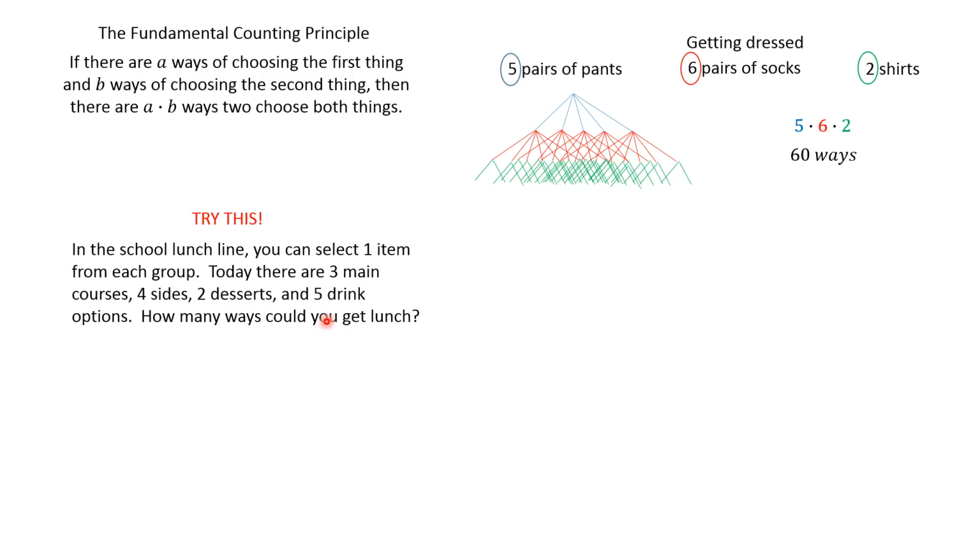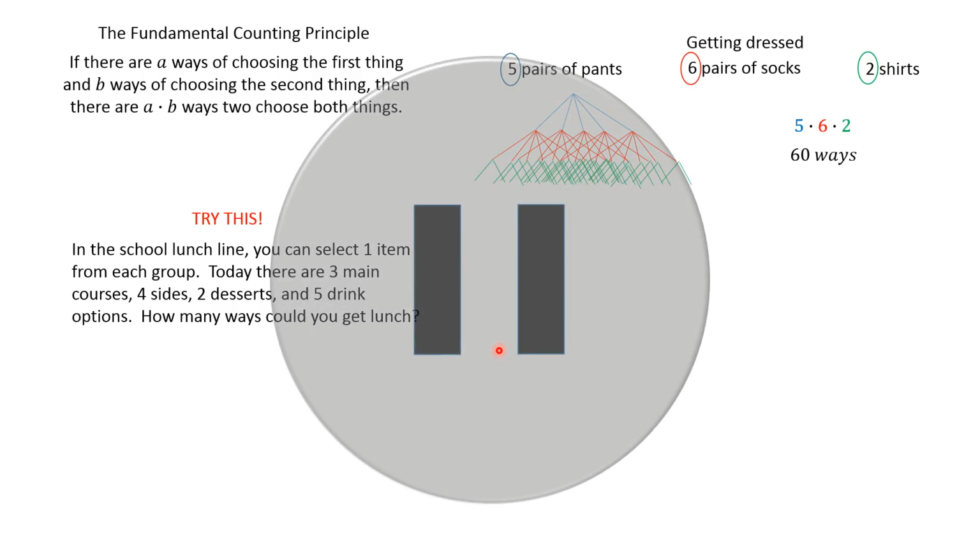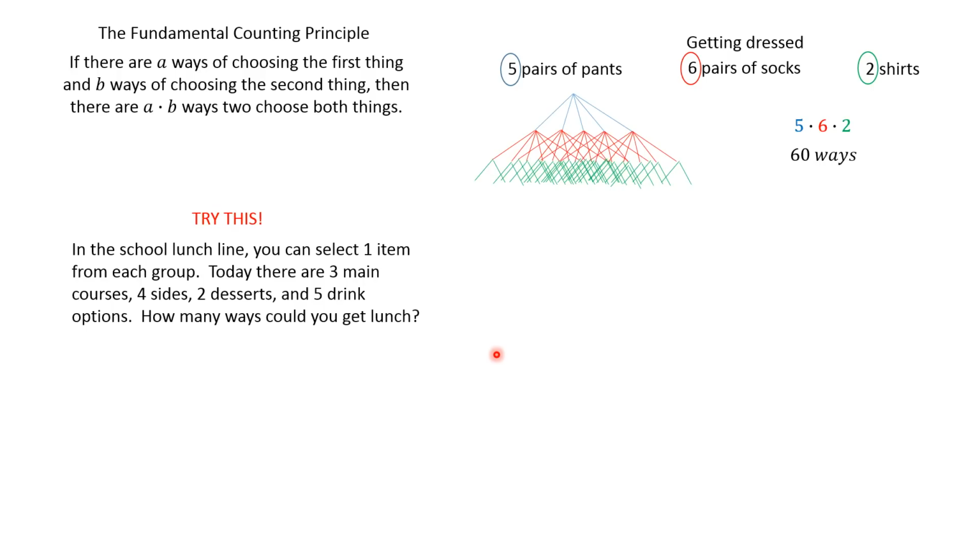So, go ahead and pause this if you need to. You may already have an answer because these questions aren't all that tough. But pause it, get your answer, and then come on back. Do you have it? Did you even need to pause it? So this, just like what we did here, is 3 times 4 times 2 times 5, which is 120 ways of doing it. So you could go through the lunch 120 times and get a different combination each time. And that's all the fundamental counting principle really is.